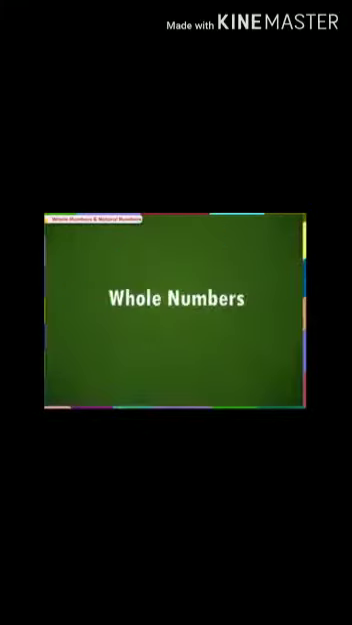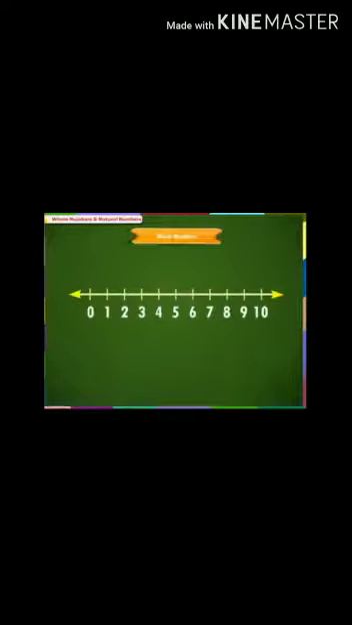Now, let us study about whole numbers. This is a number line showing numbers from 0 to 10. 0 is not a counting number, whereas the numbers 1, 2, 3, 4, 5, 6 and so on are counting numbers or natural numbers. So, the number 0 together with the collection of natural numbers are called whole numbers.